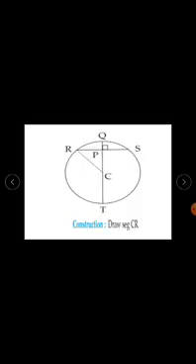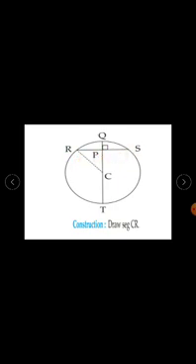So this is your figure. What is given? C is the center of the circle. Segment QT is diameter. CT is given 13 units. CP is given 5 units. So you have to find the length of chord RS.